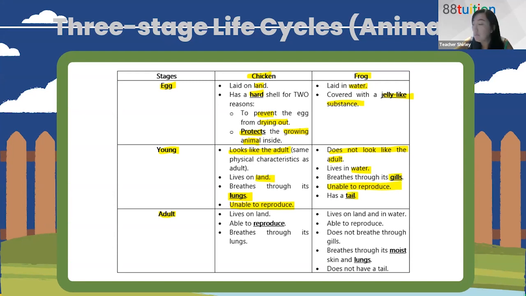Now, the adult chicken lives on land and is able to reproduce, whereas the adult frog lives on land and in water. When it's an adult stage, it will be able to reproduce. Same thing for the adult chicken, it also breathes through lungs, just like the young chick. But for the frog, as it becomes an adult, it does not breathe through gills anymore. It breathes through moist skin and lungs.